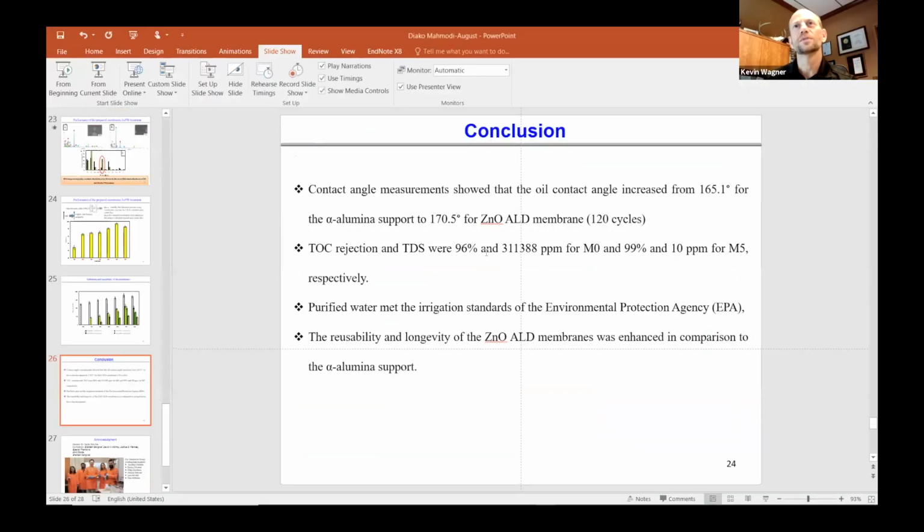So what are the next steps with the membrane and with this technology? Where do you go from here?